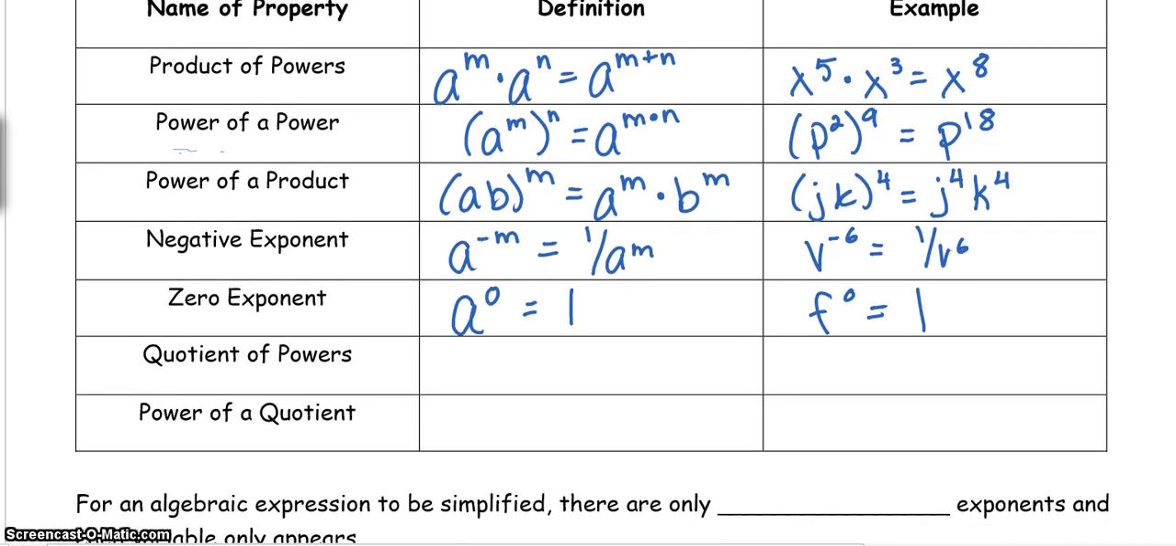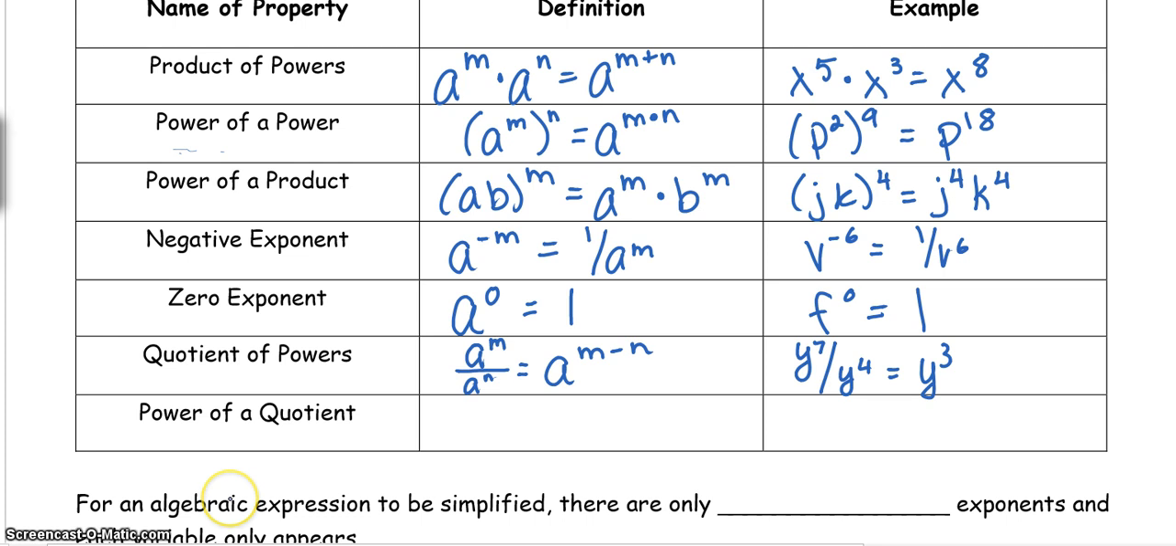Alright, then we've got the quotient of powers property. So the definition is if I have a to the m over a to the n, that's equal to a to the m minus n. So for example, if I had y to the 7th over y to the 4th, that would be equal to y to the 3rd, because 7 minus 4 equals 3.